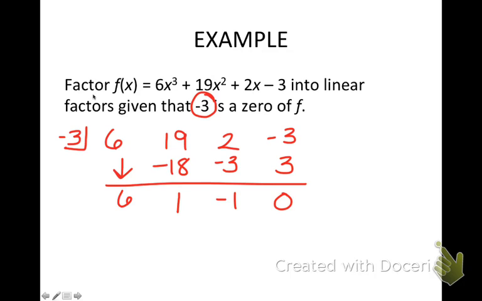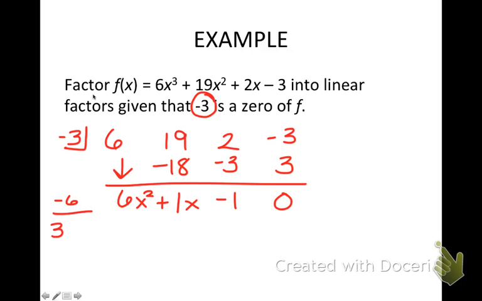So what's this going to look like now? It's going to be 6x squared plus x minus 1. Is that factorable? Because now that's a quadratic. We know how to factor quadratics. We spent a whole chapter on quadratics. 6 times -1. Are there any factors of -6 that add up to +1?